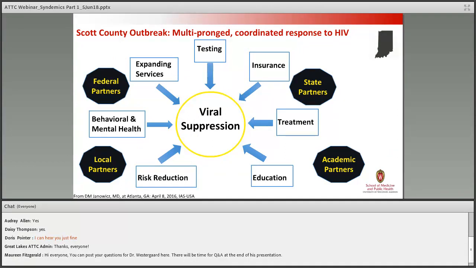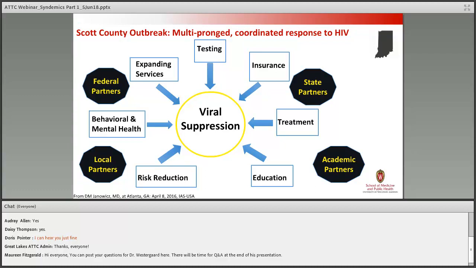The thing that I think is most important for us to talk about or learn about from the Scott County outbreak is actually the response to it. And this slide was taken from a presentation from Dr. Janowitz, who's from the University of Indiana, that showed the different partners and the different stakeholders that were involved. And I knew immediately when I saw this slide, though I haven't met Dr. Janowitz, that she was a fellow infectious disease and HIV provider because of the way that she put viral suppression at the middle, which I don't think everyone thinks about that way, but for reasons I'll talk more about.